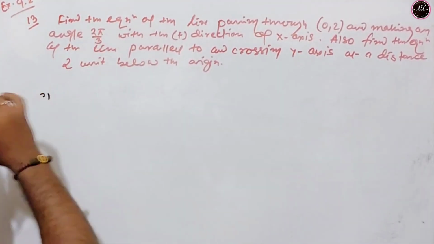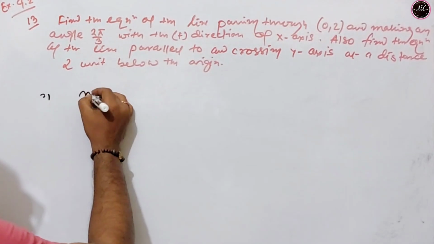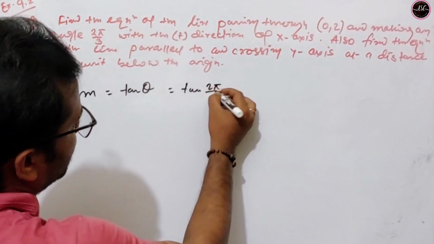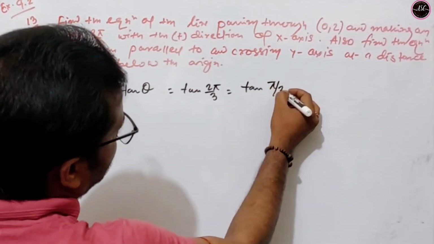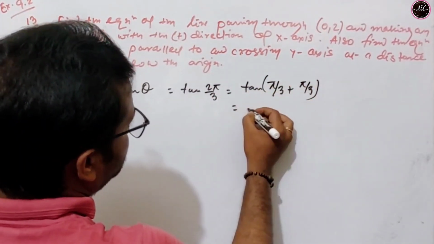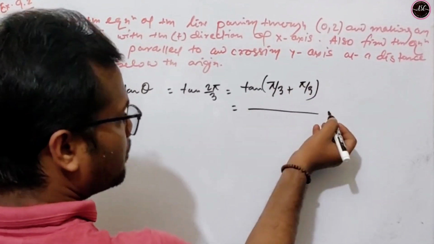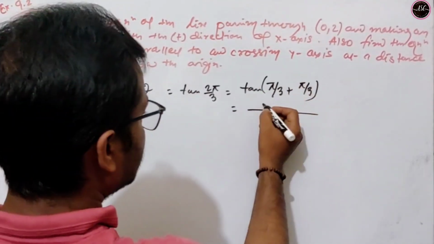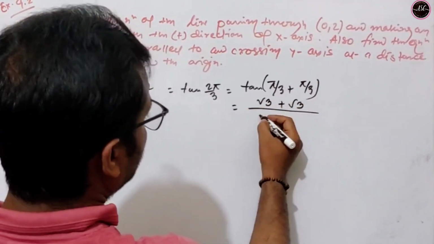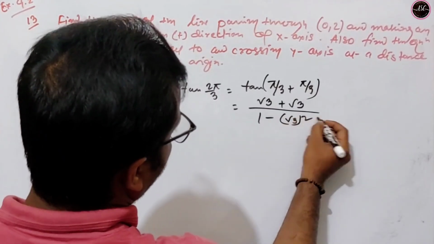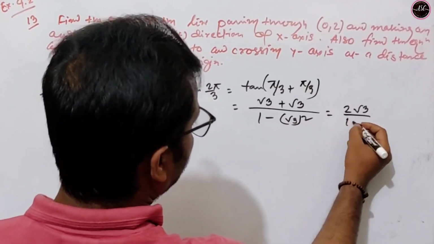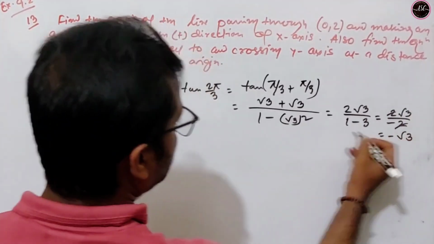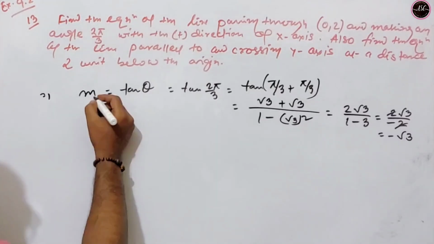Here m equal to tan theta, where theta equal to 2 pi by 3, that means tan 2 pi by 3. So tan 2 pi by 3 equal to tan (pi by 3 plus pi by 3). Just put here the tan (a plus b) formula. So (tan pi by 3 plus tan pi by 3) divided by (1 minus tan square pi by 3). Tan 60 is root 3, so root 3 plus root 3, divided by 1 minus root 3 square. That means 2 root 3 divided by 1 minus 3, that means 2 root 3 divided by minus 2. 2 will be cancelled out, that means minus root 3. So this is the m1.